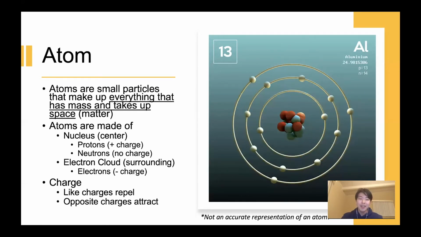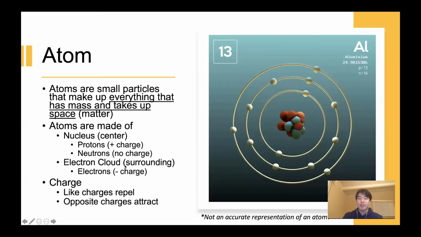Atoms. Now atoms are made of subparticles. Two regions are there, as you can see in the picture. The center is called the nucleus, and the outer region surrounding the center is called the electron cloud. Within the nucleus, there are two particles. One is the proton, and you may have neutrons too. And within the electron cloud, of course, you're going to see electrons.